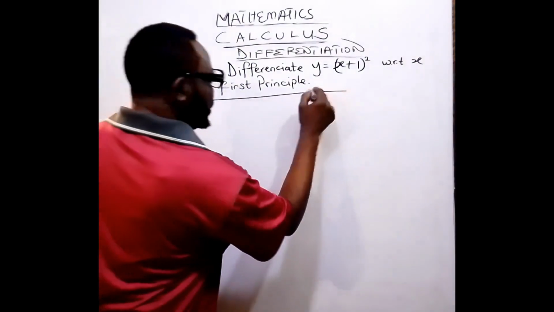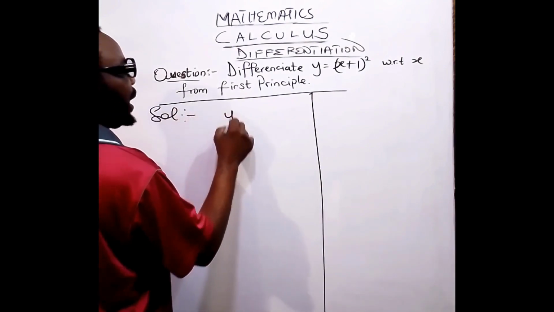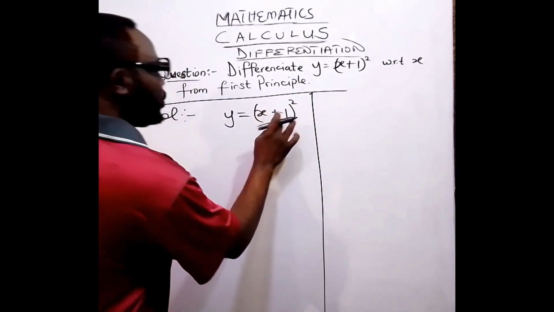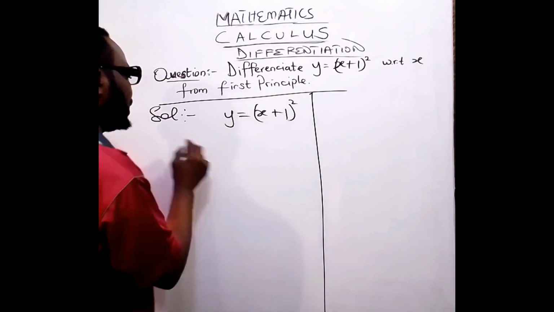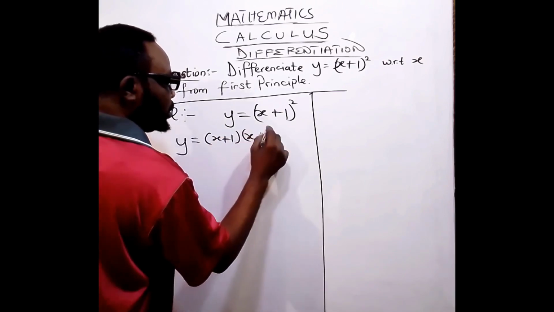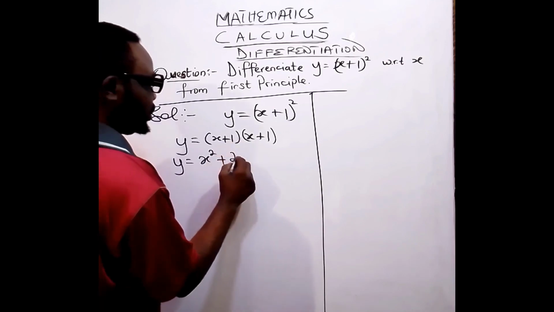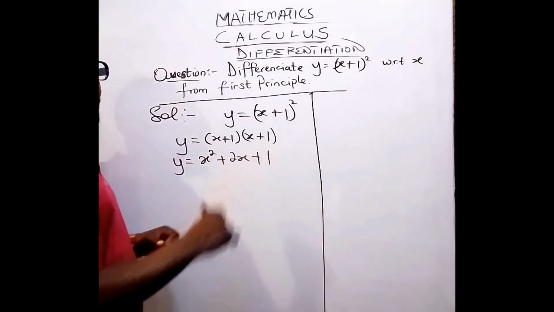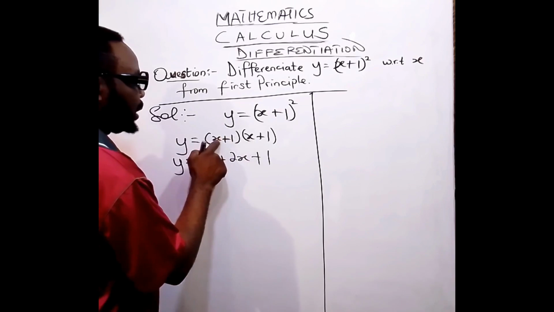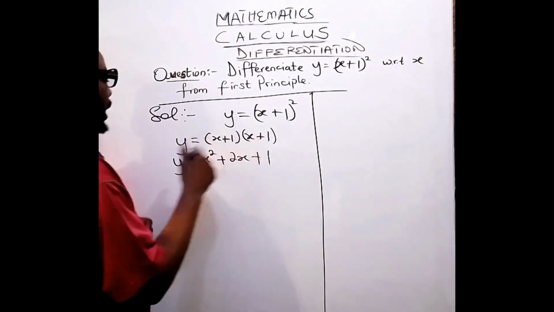Now, I want to write the question again. I have y equals (x + 1) squared. Now, the transformation of this (x + 1) squared is this. y equals (x + 1)(x + 1). Then, y can now be equal to x squared plus 2x plus 1. If you try to do the expansion on your own, you're going to get it that way. x times x is x squared. x times 1 is 1x. 1 times x is x, that's 2x now. 1 times 1 is 1. That's how we have it this way.